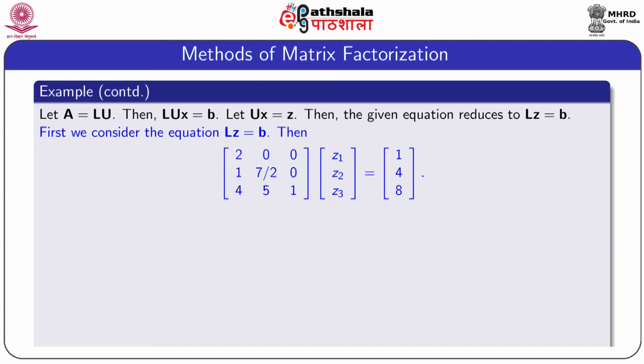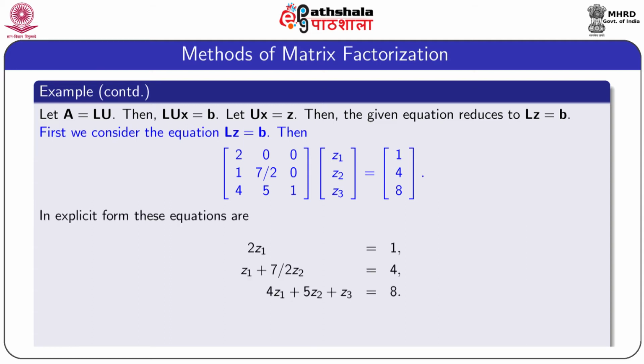Now first we consider the equation LZ = B. The first matrix of the last line is the matrix L, the lower triangular matrix. The vector Z is Z1, Z2, Z3, and the right-hand vector B is 1, 4, and 8. In explicit form, these equations are this one. The first equation is 2Z1 = 1, which contains only one variable Z1. The second equation contains two variables Z1 and Z2, and the third equation contains three variables Z1, Z2, and Z3.